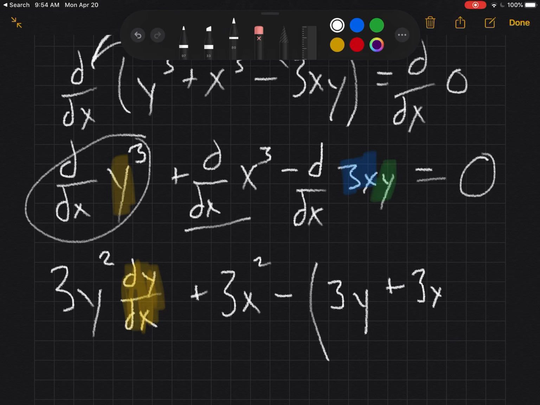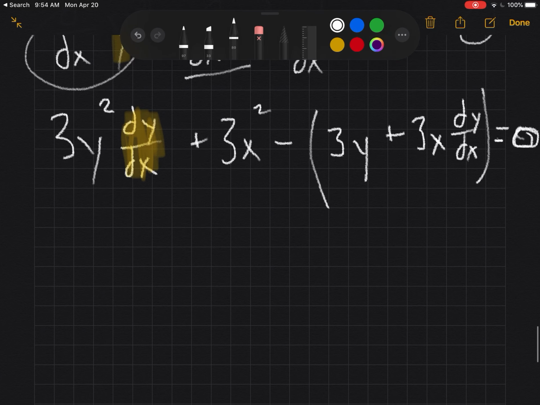So we're going to subtract. I'm going to take first the derivative of what's in blue. The derivative of what's in blue is going to be 3 times the remaining function in green. And I'm going to add to that the function that's in blue times the derivative of the function in green, which is dy/dx. And all of that's equal to 0. So I claim we've done the hard part.